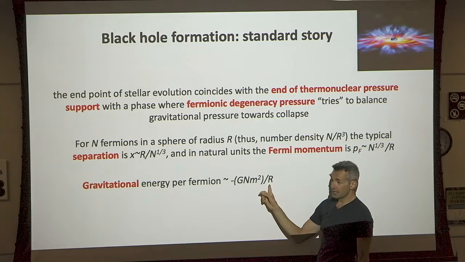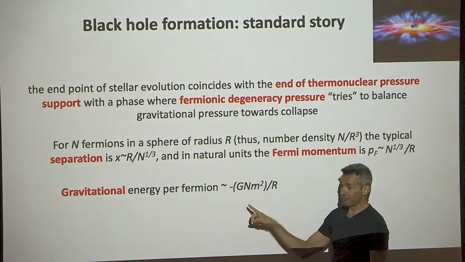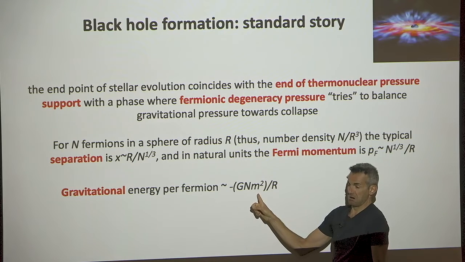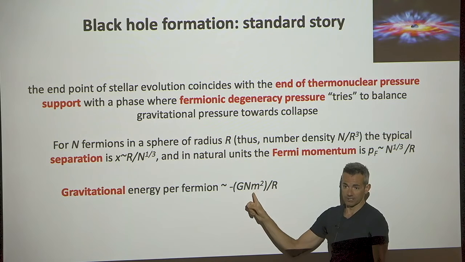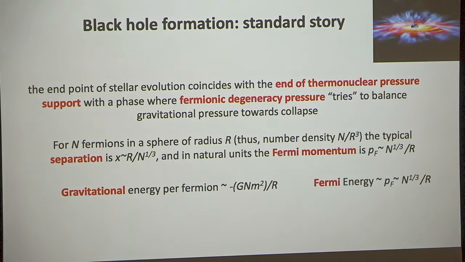Okay, so we have this Fermi momentum, and also if you have a bunch of fermions within a sphere of radius r, you have an average gravitational energy per fermion that is just, Newtonian gravity, 1 over r times the number of fermions that are within r. Okay, so what we want to do to see whether or not Fermi degeneracy pressure can sustain this system of gravitating particles is we want to see whether the gravitational potential energy wins over the Fermi energy.